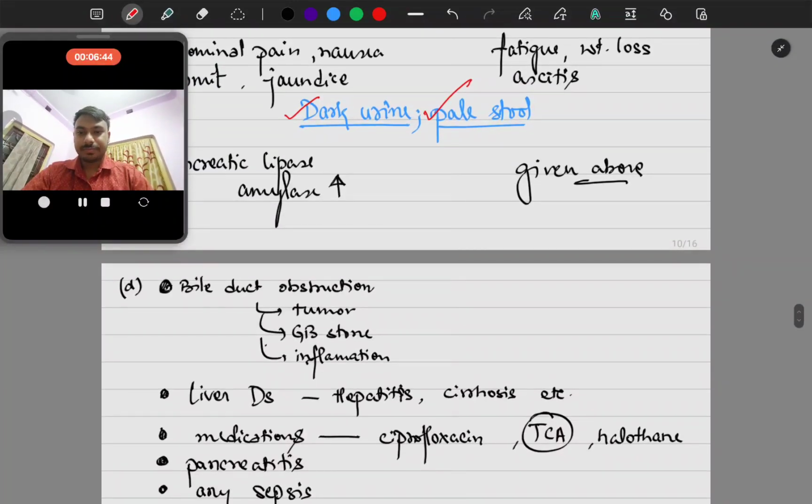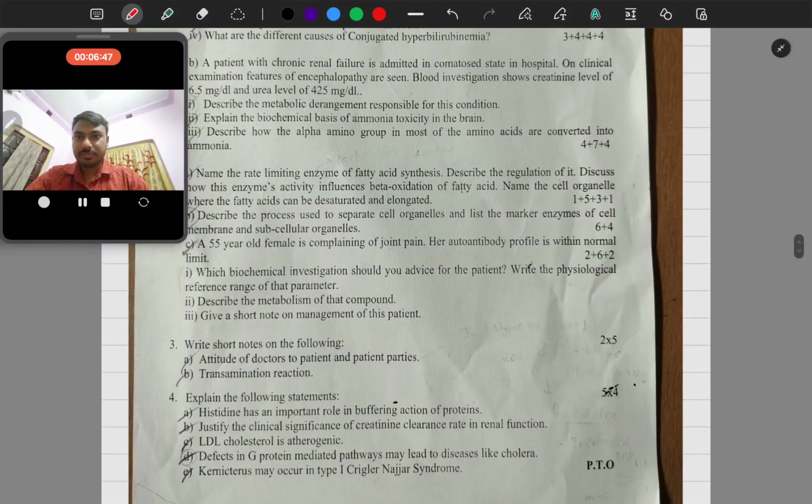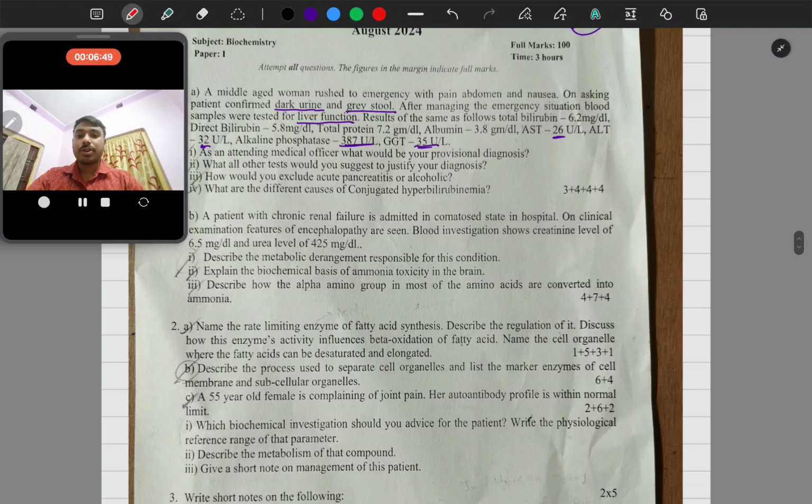Now the last one is: what are the different causes of conjugated hyperbilirubinemia?